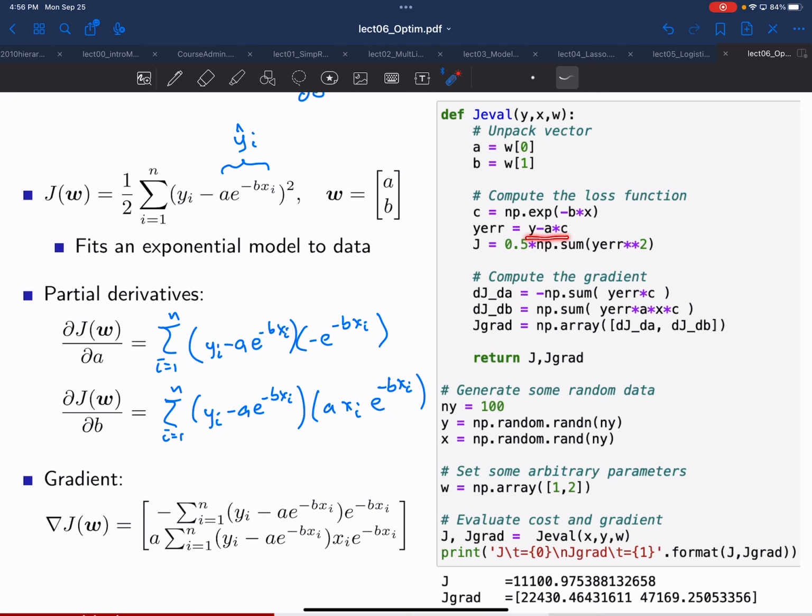So in computing the y error, now you have a scalar times a vector. It knows how to do that. Now you have a y error vector. And finally, we're computing this. So we have y error. Now we're going to take it to the second power, square it. That's what this is doing here. And then we're going to sum, multiply by 0.5, and finally we're going to get a scalar cost j.